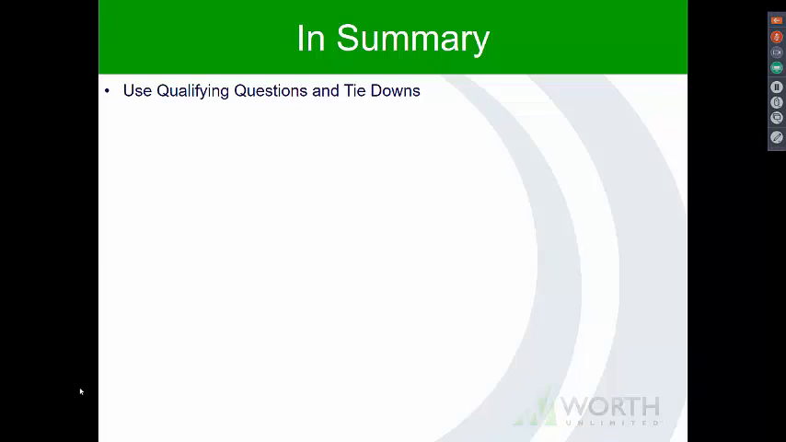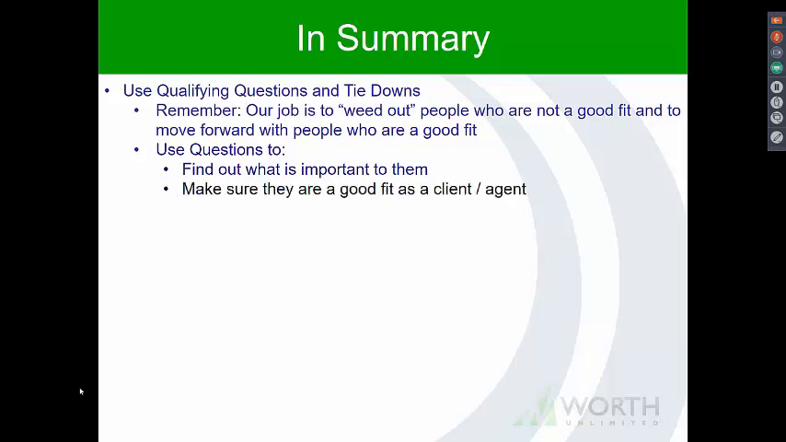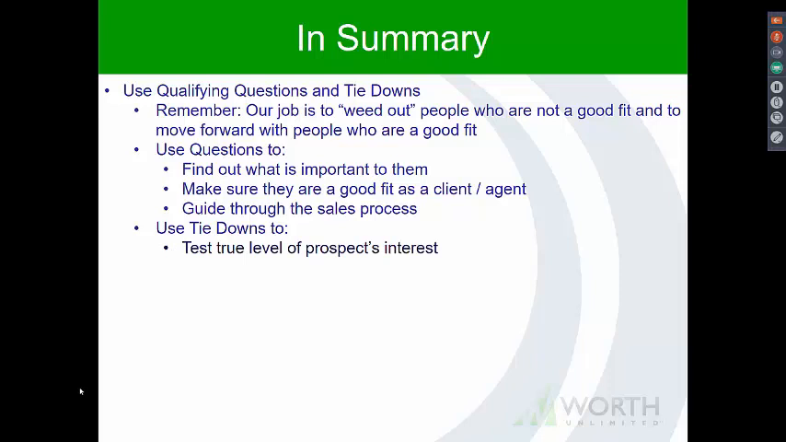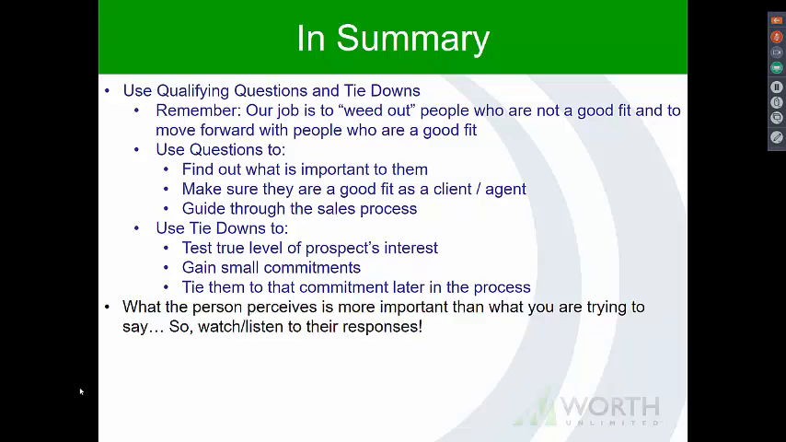In summary, use qualifying questions and tie downs. Remember, our job is to weed out people who are not a good fit and move forward with people who are a good fit. Use questions to find out what is important to them. Make sure they're a good fit as a client or an agent. Guide through the sales process. Use tie downs to test the true level of a prospect's interest. Gain small commitments. Tie them to a commitment later in the process.